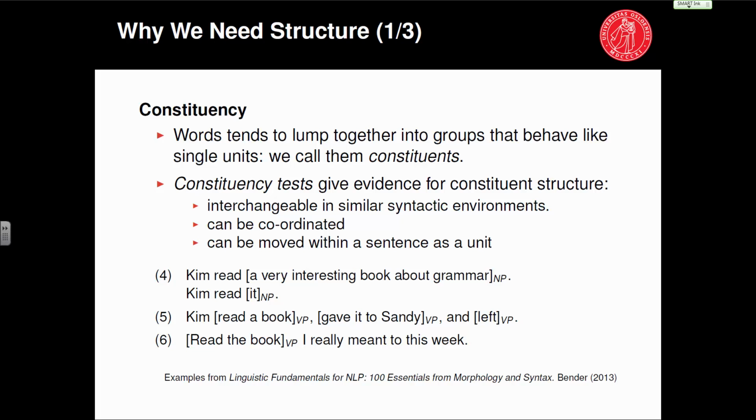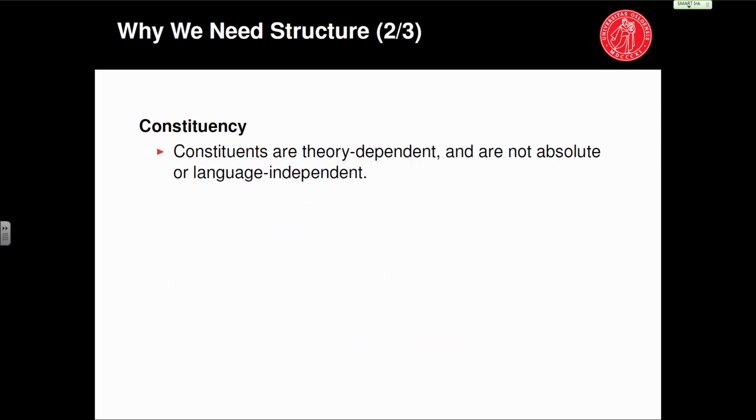But I can't do this to arbitrary words. Meant, read the book I really to this week. That's not English. So the rule of topicalization in English requires that what I move into the first position is a constituent, hangs together as one unit. So these are the three observations, if you will, tests that we will invoke to recognize constituents. Constituents are the basic building blocks of syntax.